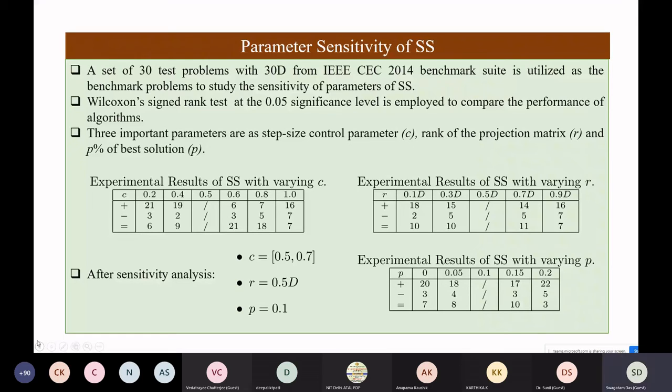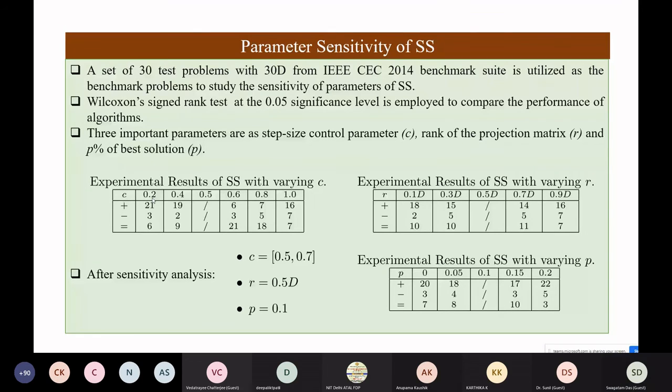So you see, let's take a set of 30 test problems with 30 dimensions, each in 30D, from the IEEE 2014 benchmark suite. And if we do the Wilcoxon signed rank test at 0.05 significance level for comparing the algorithms, these are the experimental results. We are varying this small c to different ranges. We are finding in how many cases. Plus means in 21 cases with c equal to 0.2, SS was greater than SS with c equal to other values.